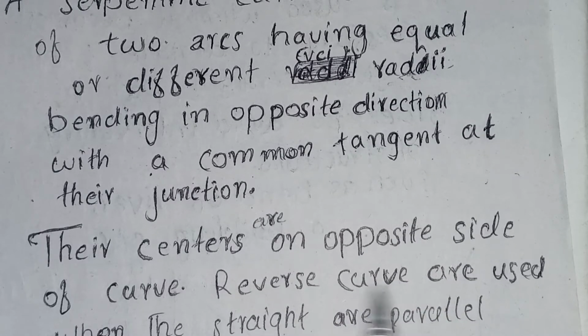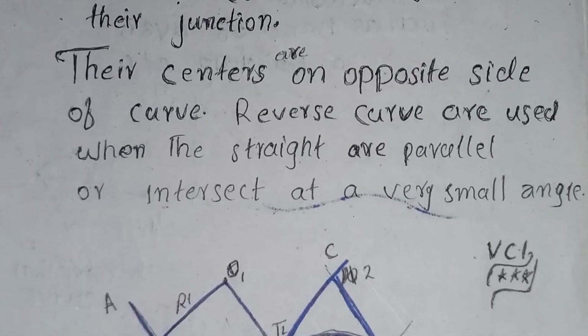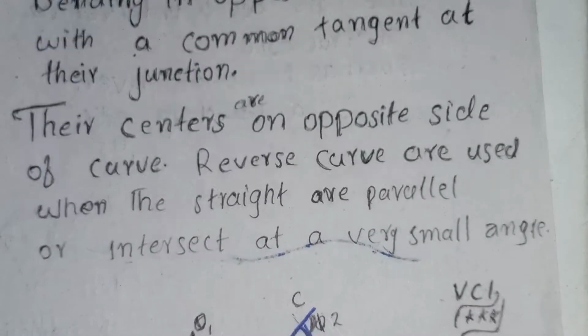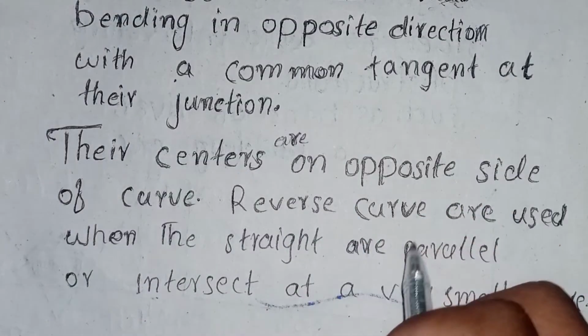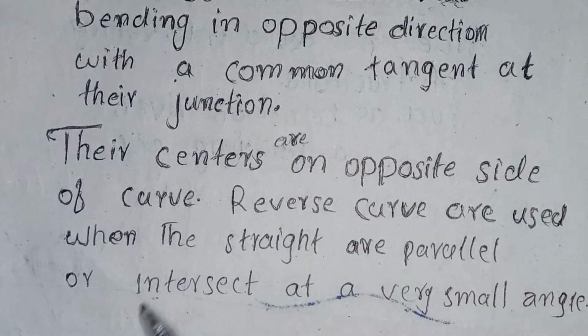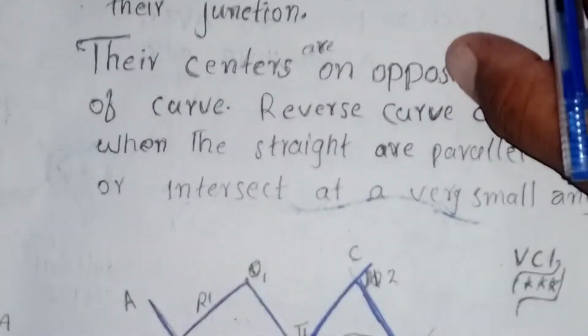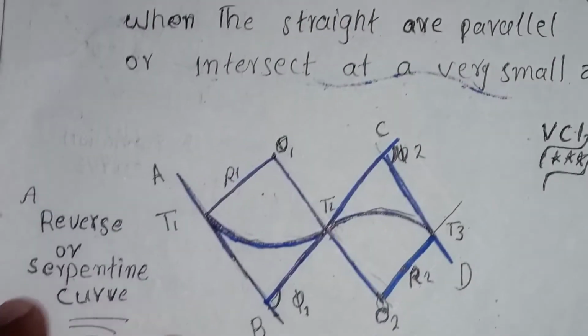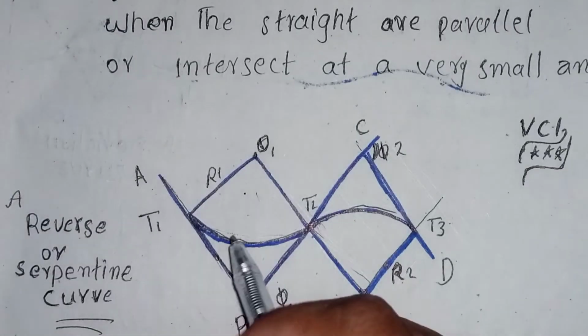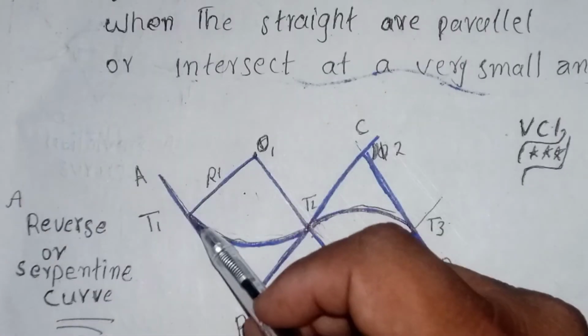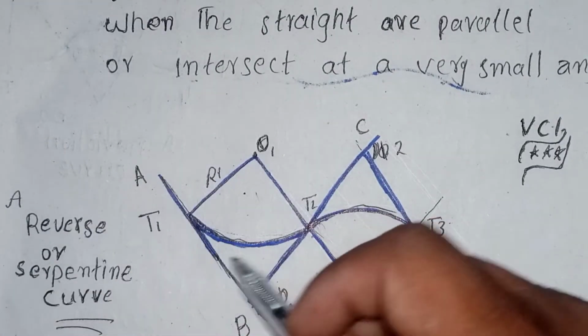Reverse curves are used when the straights are parallel or intersect at a very small angle. So this is a reverse curve. You can see here that this is a reverse curve, which is the combination of two simple curves.